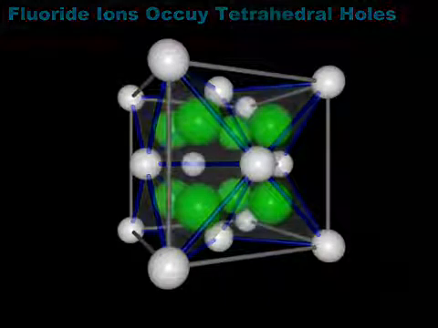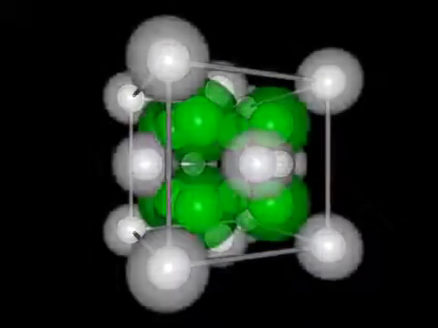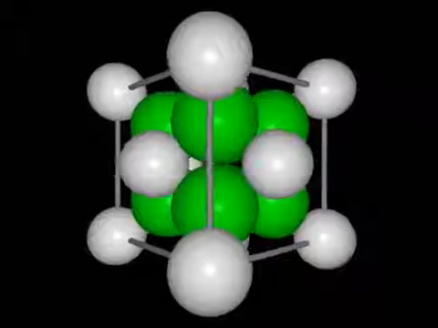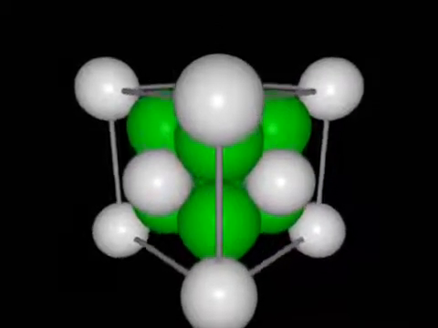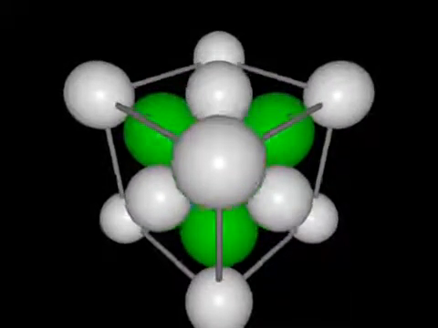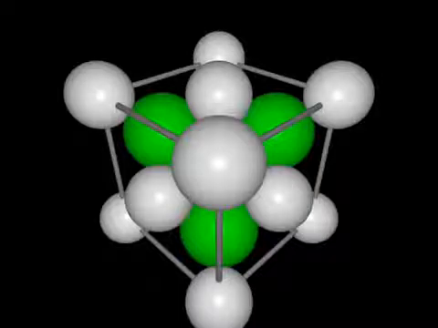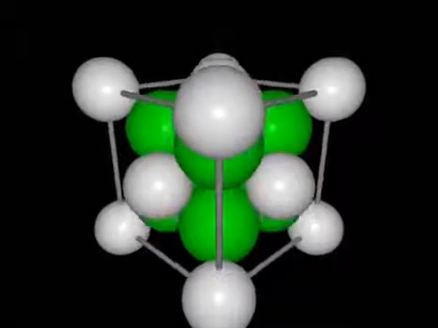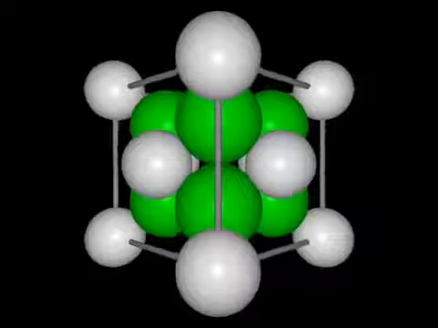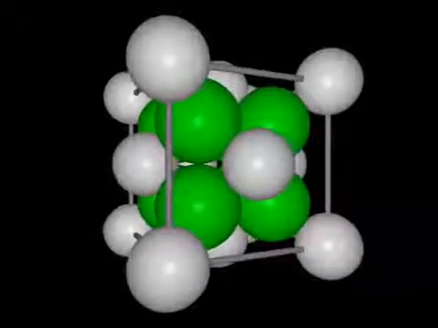Last, let us examine a space-filling model of the fluorite structure. The space-filling model shows us that the array of calcium ions is greatly expanded to accommodate the fluoride ions. The primary reason for the adoption of this arrangement is stoichiometry.